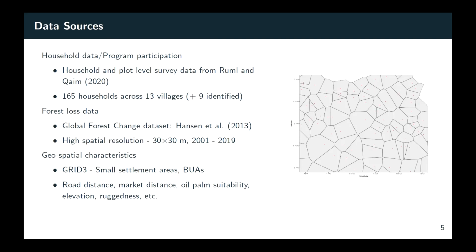And this picture right here sort of illustrates what this looks like. So the red dots are the geo-located settlement centroids. And then the polygons around them are Thiessen polygons to create a sort of village catchment area. So we're partitioning the entire central region of Ghana, after masking off the more urban areas, into these small settlement areas and creating polygons around the centroids. And we also have a variety of other geospatial characteristics that would be relevant for marketing, production, and market access, including road distance, distance to major markets, oil palm suitability, elevation and ruggedness, et cetera.